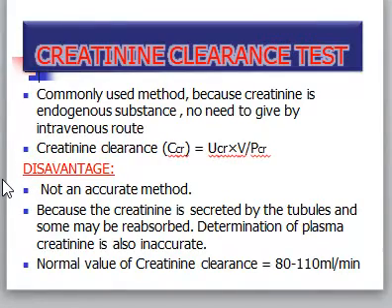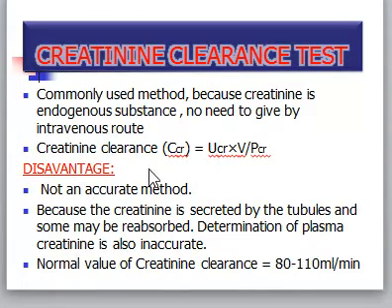Next, creatinine clearance test. Creatinine clearance is also used to measure the glomerular filtration rate accurately. It is easier than inulin clearance because creatinine is already present in the body fluids and its plasma concentration is steady throughout the day. It is completely filtered, and being a metabolite, it is neither reabsorbed nor secreted. The normal value of GFR by this method is approximately the same as that determined by inulin clearance. It is a commonly used method because creatinine is an endogenous substance, so there is no need to give it by the intravenous route.